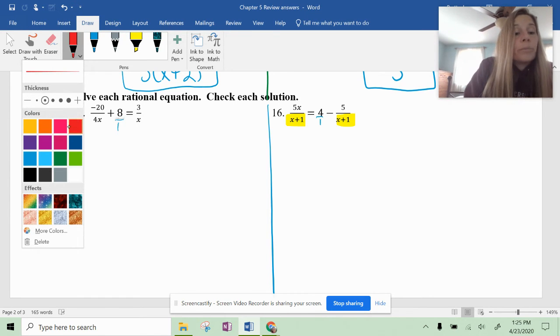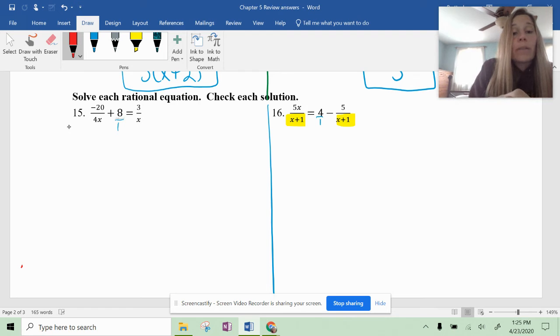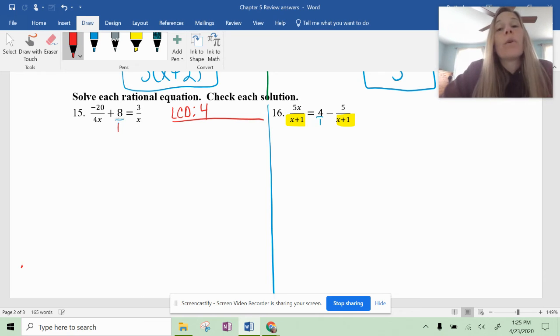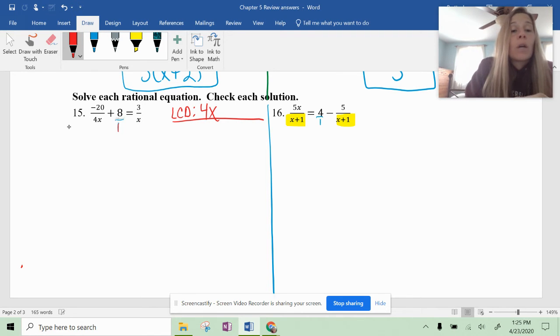All right, so let's do the LCD method for number 15. So when we're figuring out our least common denominator, I have a 1 and a 4 as my constants, so the bigger of those, the 4, both of them go into 4. And then I have an x here, a single x, and a single x here, so I need to have at least one x. So I'm going to distribute this 4x to every term in my equation, and that should cancel out all the fractions.